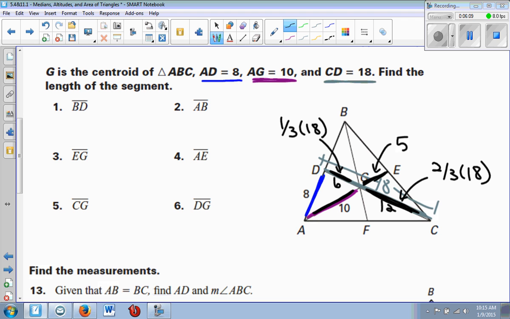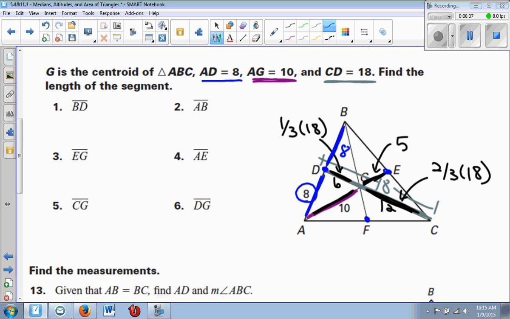The last one that I'm able to figure out is this piece up here. Notice that the bottom portion is 8. I can say that the top portion is also 8 because the whole definition of a median is that D is the midpoint of that side. Just like E is the midpoint of its side, and F is the midpoint of its side. That's by the definition of a median.